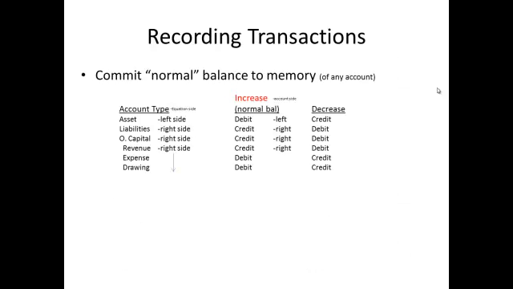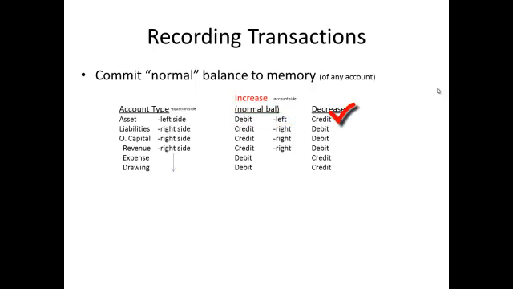It's essential to commit the normal balance of accounts, of any account, to memory. You must know this. Listed in the first column here, various account types and the side of the equation that it appears on. Asset accounts, liability, owner capital, revenue, expense, and drawing. So you can see the assets being on the left-hand side of the equation. They increase on the debit or left side. Their normal balance is a debit balance. All assets are debit balance accounts. How do you decrease an asset?